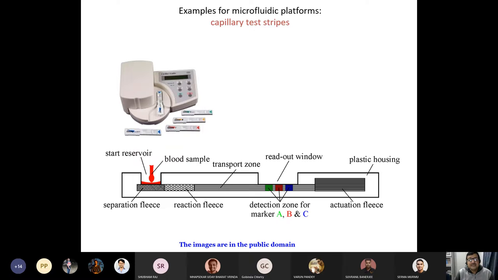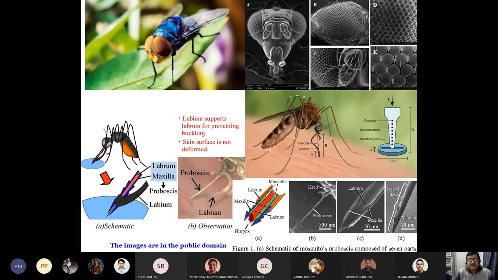Right, this is a typical lateral flow assay capillary device. Okay, can anybody tell me what this is? Anybody has seen this thing? What is this? Am I audible? Anybody has seen this object in their life?